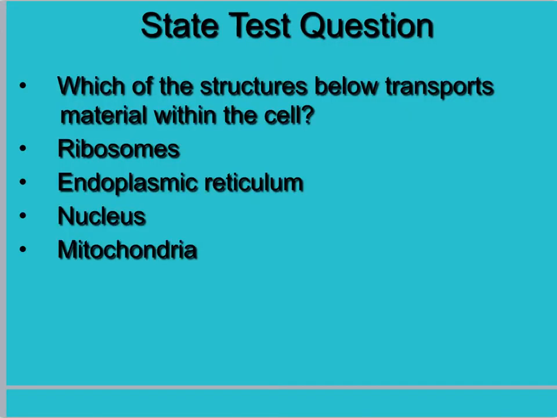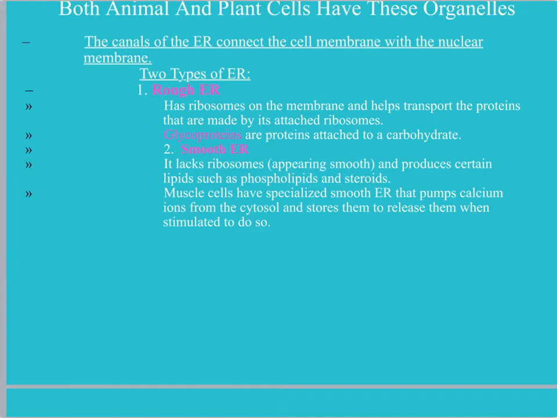So which of these structures below transports material within the cell? So transporting, again, I told y'all that was a key word for the ER. Notice vesicle is not a choice because those two are too close together. You would see more of a description if you ever were given those two choices. But most of the time they don't put those two choices together.